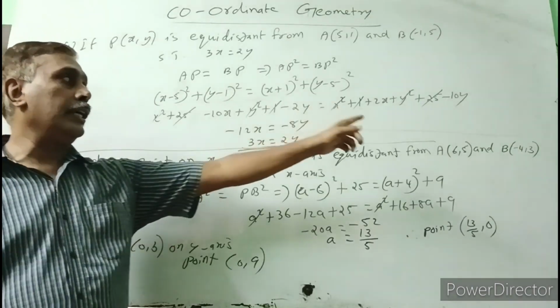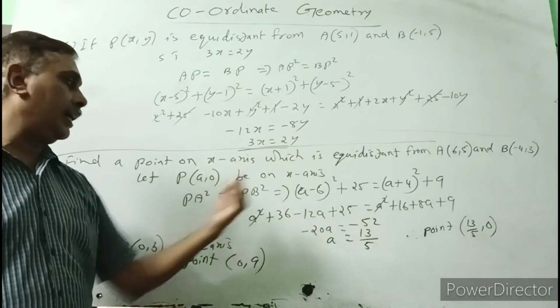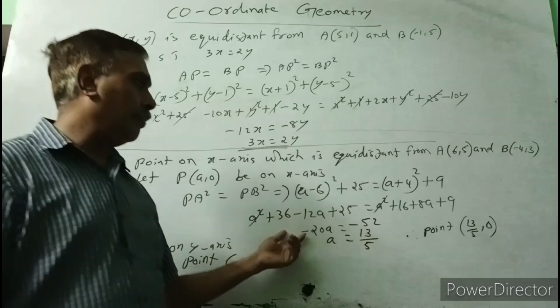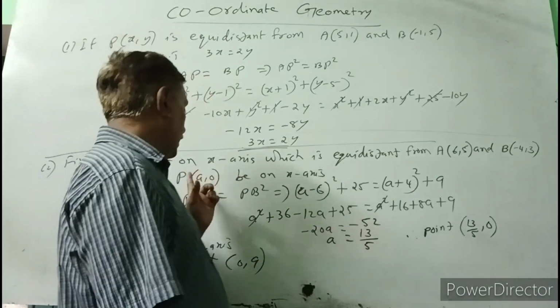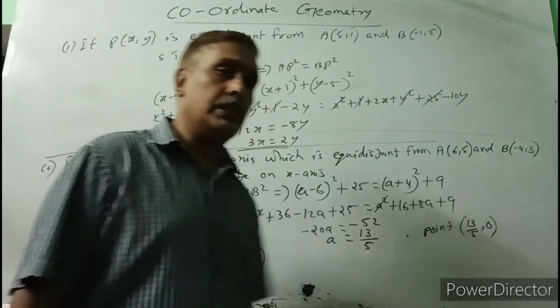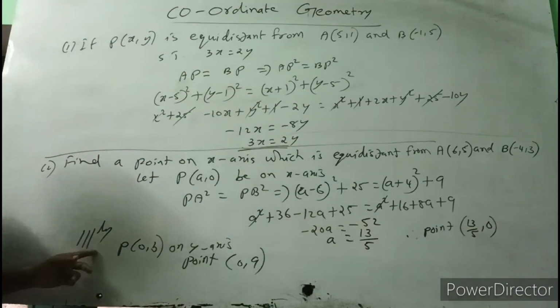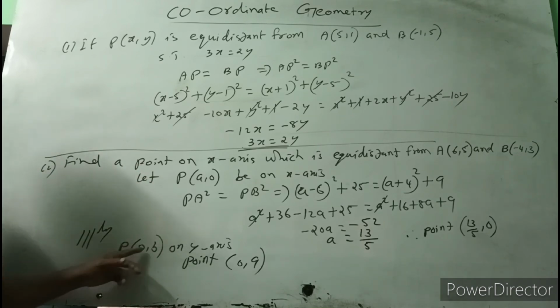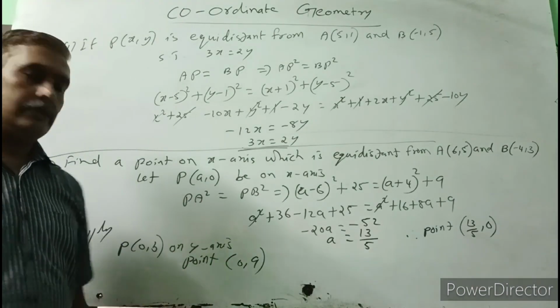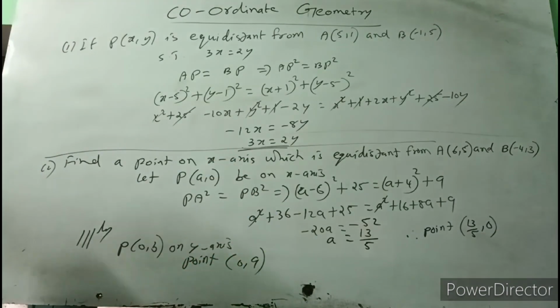This point is at equal distance from A and B, means PA equal to PB. I squared, applied the formula, the same method I applied there. Simplify, we get a equal to 13 by 5. So the point is (13/5, 0), because it is an x-axis point. The same question if we take on the y-axis, we took it as (0, b). Apply the same method and you will get (0, 9). I wrote it directly, you just check it, (0, 9) will be the point on the y-axis. These two types of questions are very important from the distance formula.